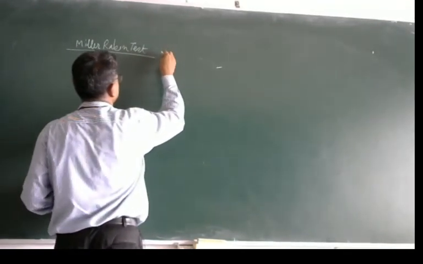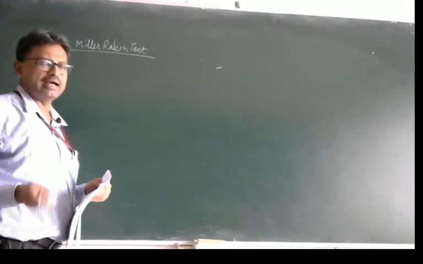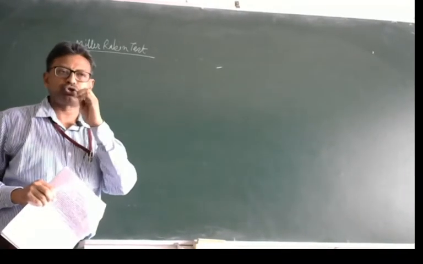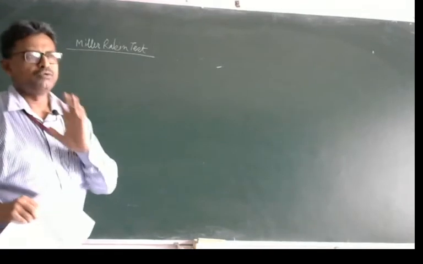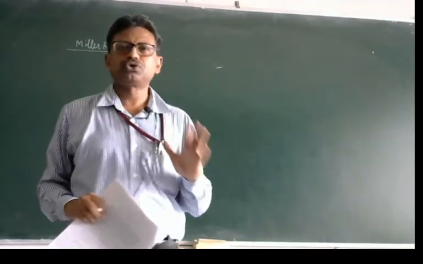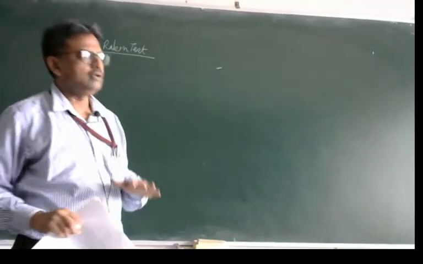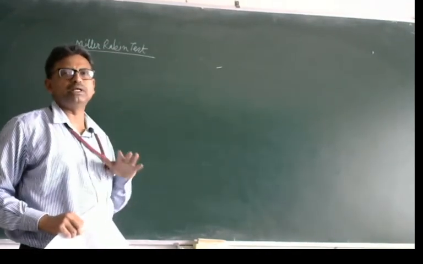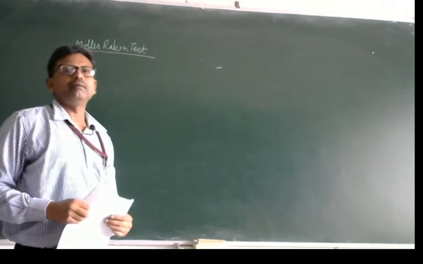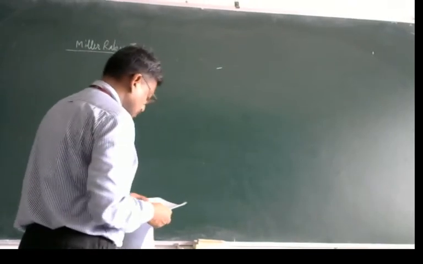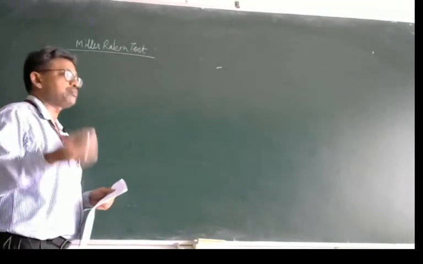What is Miller-Rabin? As I told you, it combines Fermat's test as well as the square root test to find out the strong pseudo prime number. What is a strong pseudo prime number? A strong pseudo prime number is a number with the highest probability that it is a prime number.